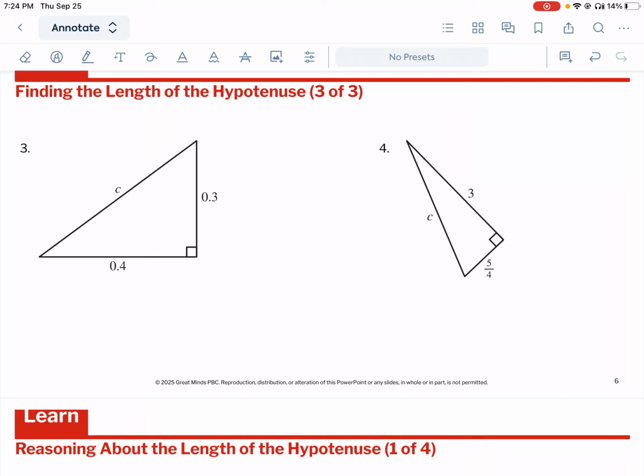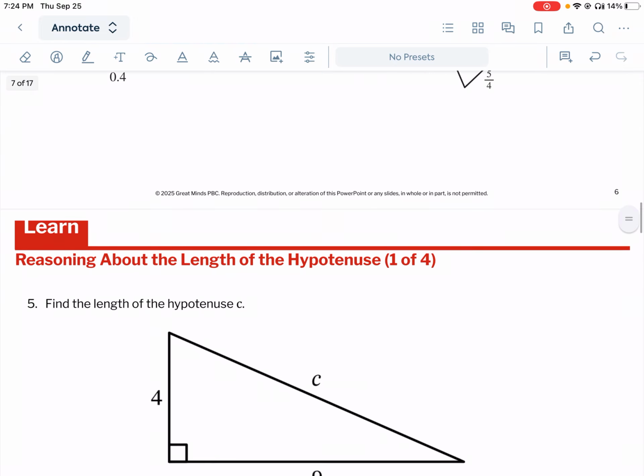So do not be intimidated. Do not get confused. The rules still are the same in everything we are doing with this. A squared plus B squared equals C squared will still apply. So don't start plugging stuff in weird just because the numbers change. We do it the exact same way. Nothing special.